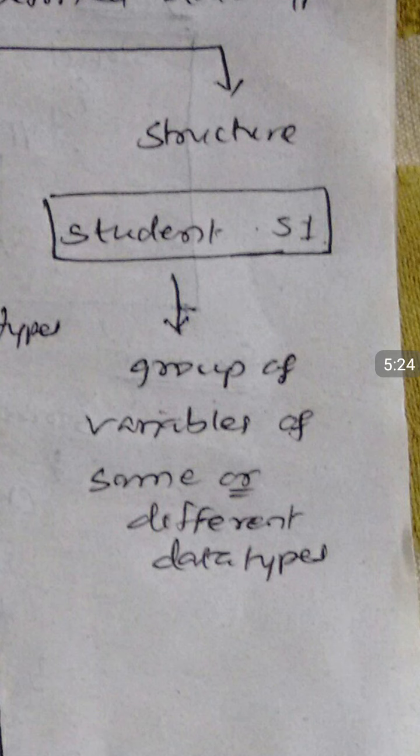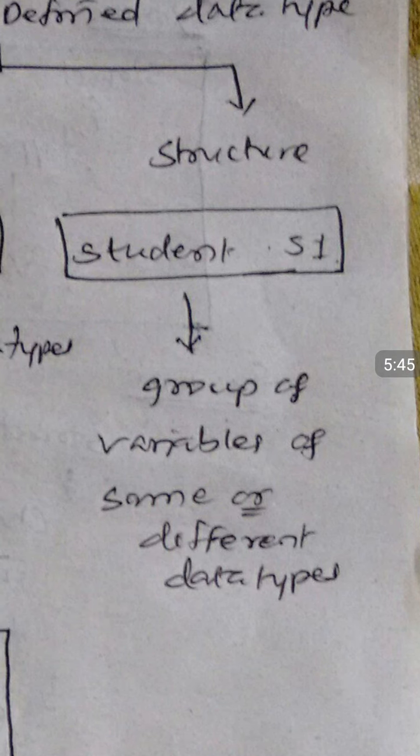How the structure is defined is similar to the integer type declaration. As we use the data type int and a variable num, in the same way we have our own customized data type, and our data type name is called student.